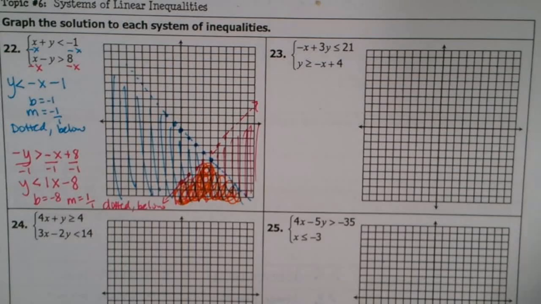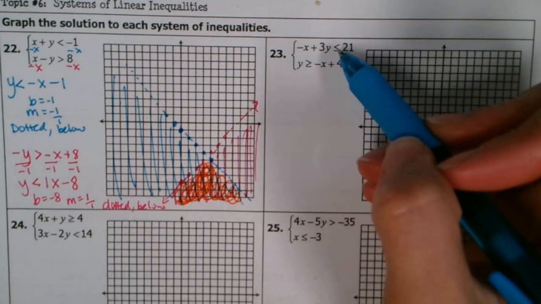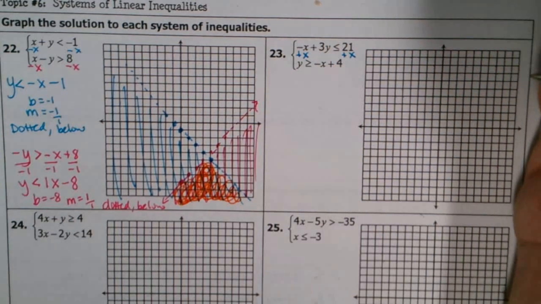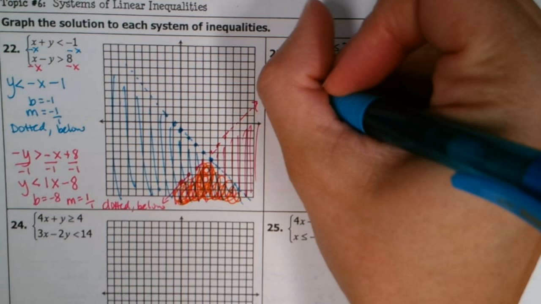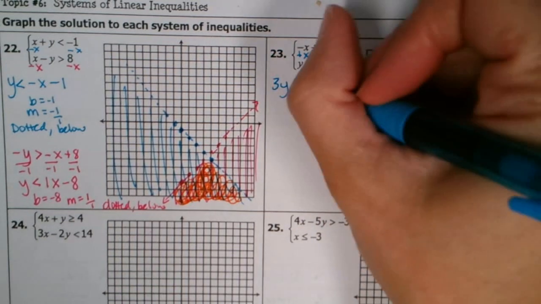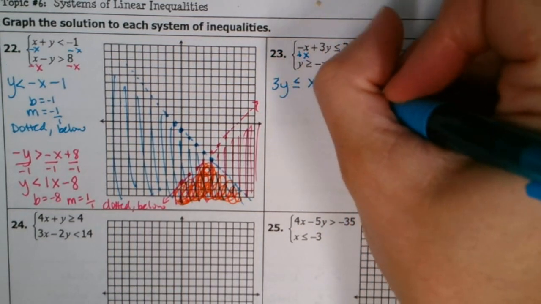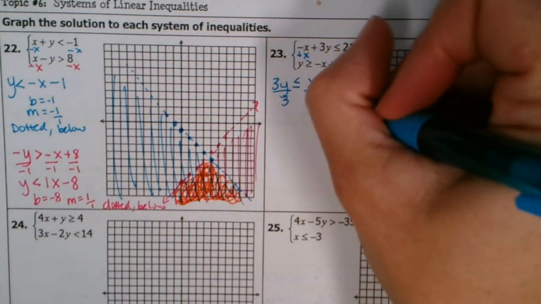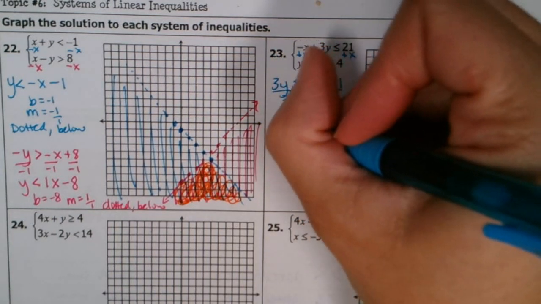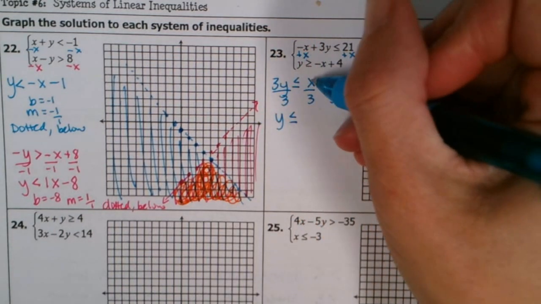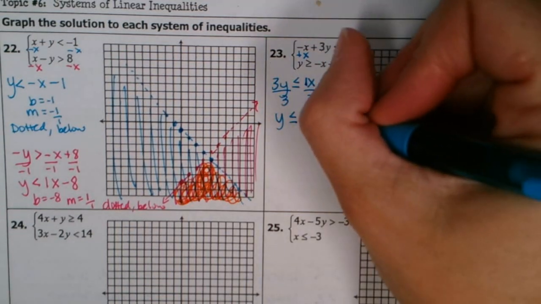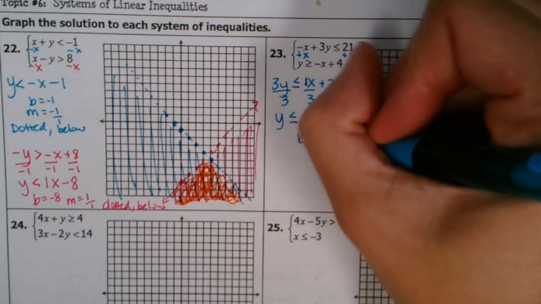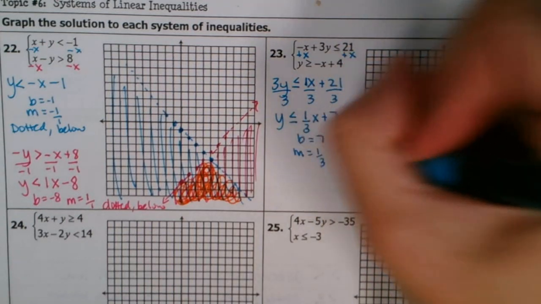Okay, for number 23, the top inequality is not in slope-intercept form, so we have to change it. I have to add x to both sides, and that becomes 3y is less than or equal to x plus 21. I have to get the y by itself, so I'm going to divide everything by 3. So y is less than or equal to, remember there's like a 1 in with that x, 1/3 x plus 7. So the b is 7, the slope is 1/3.